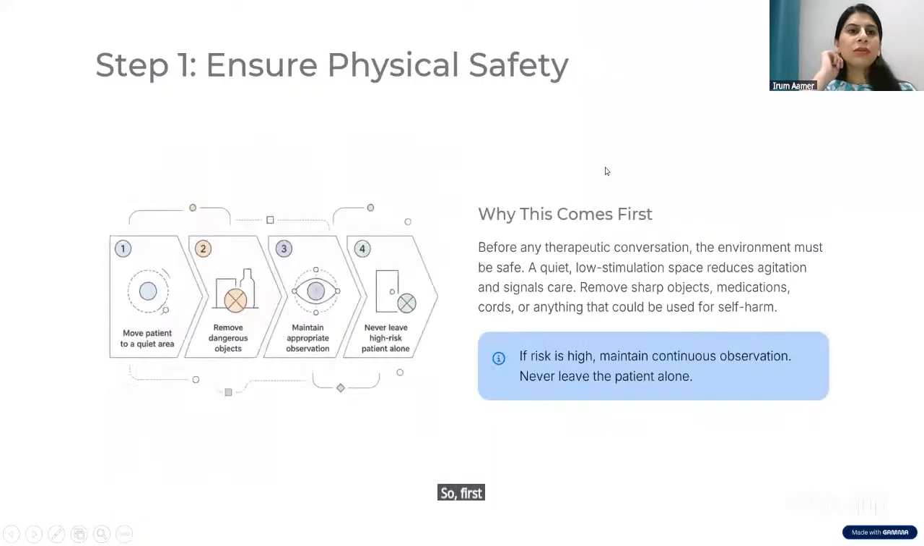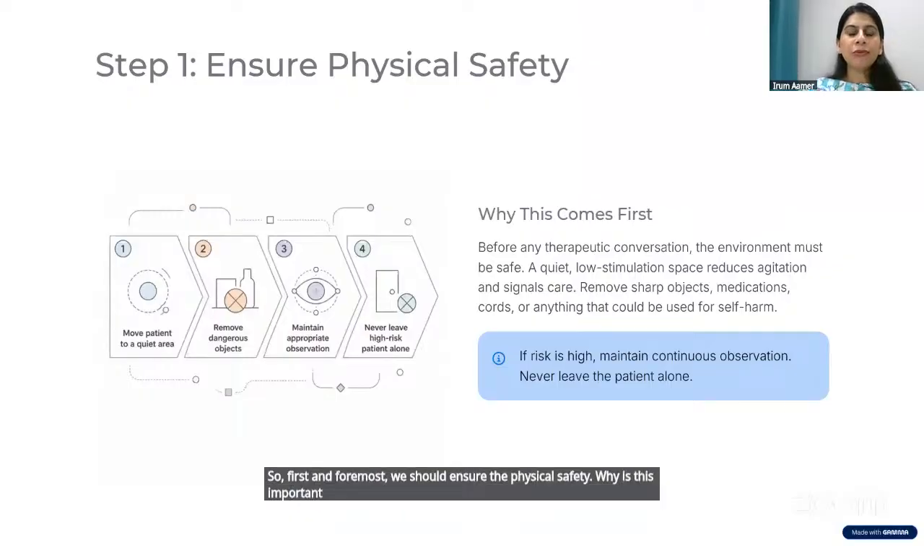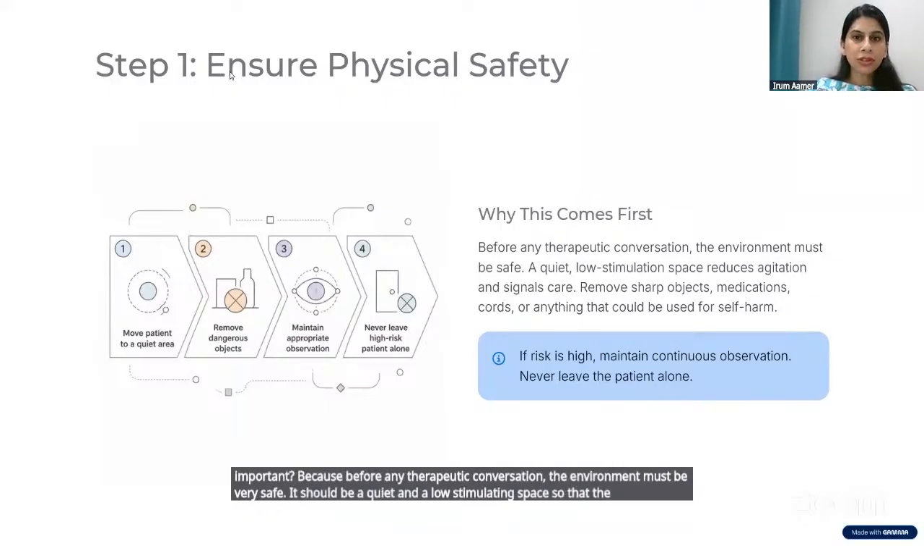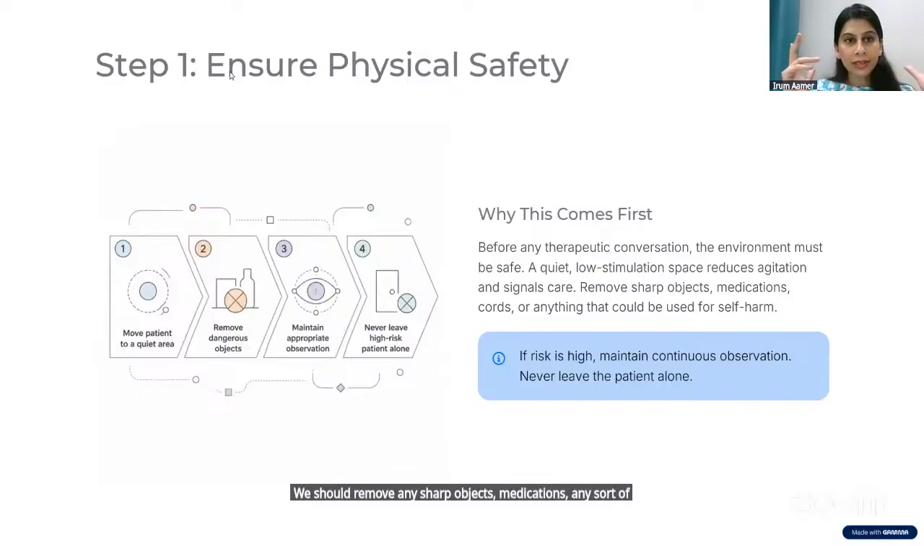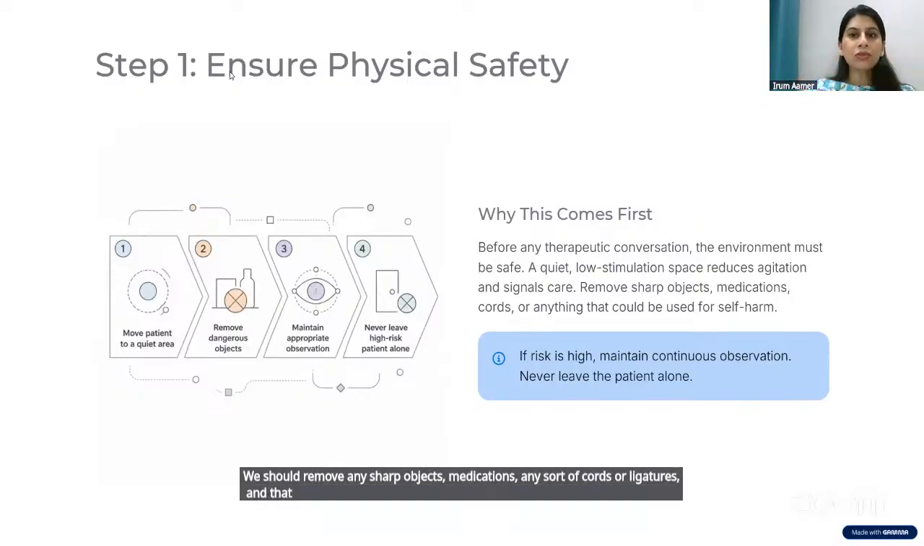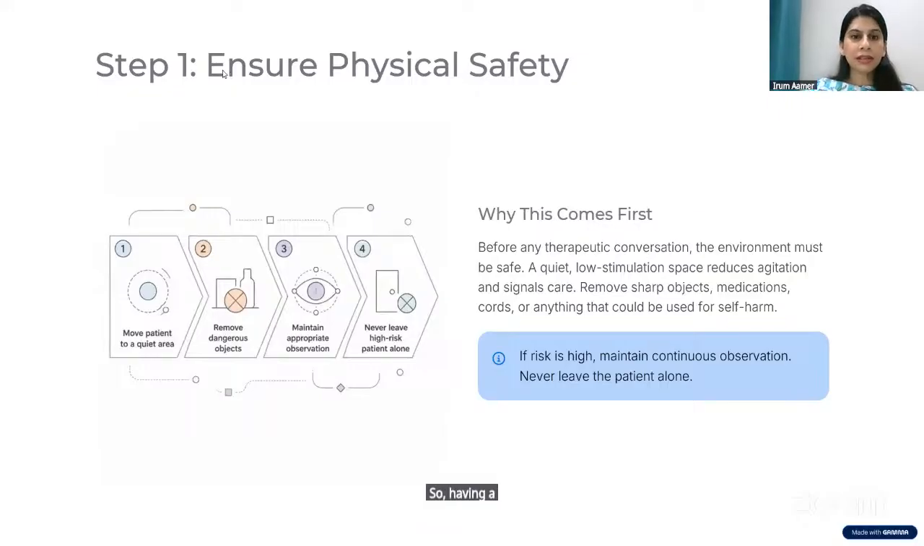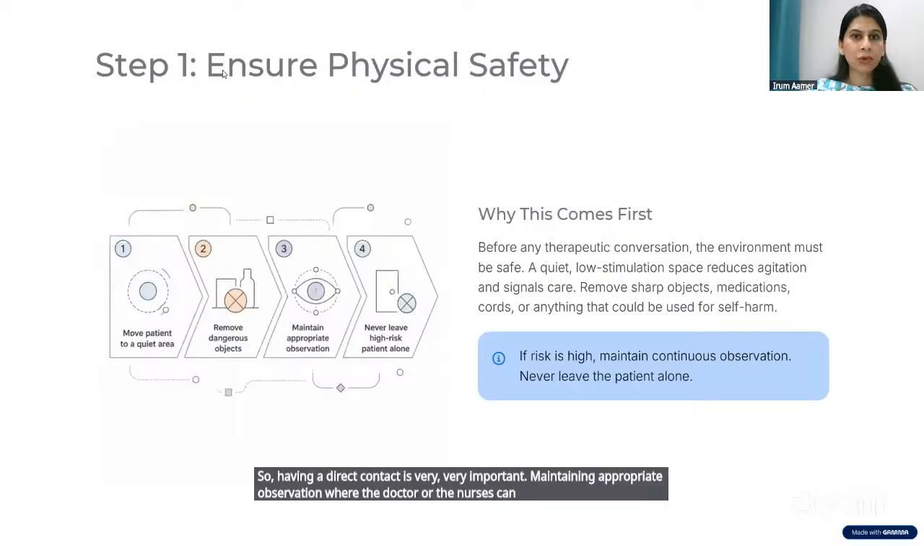First and foremost, we should ensure physical safety. Why is this important? Because before any therapeutic conversation, the environment must be very safe. It should be a quiet, low-stimulating space, so that the agitation of the patient reduces. We should remove any sharp objects, medications, cords or ligatures, and anything that could be used for self-harm. If the risk is high, we maintain continuous observation by nursing staff and attendants, and we never leave the patient alone. Having direct contact is very important, and maintaining appropriate observation where the doctor or the nurses can see the patient is important.